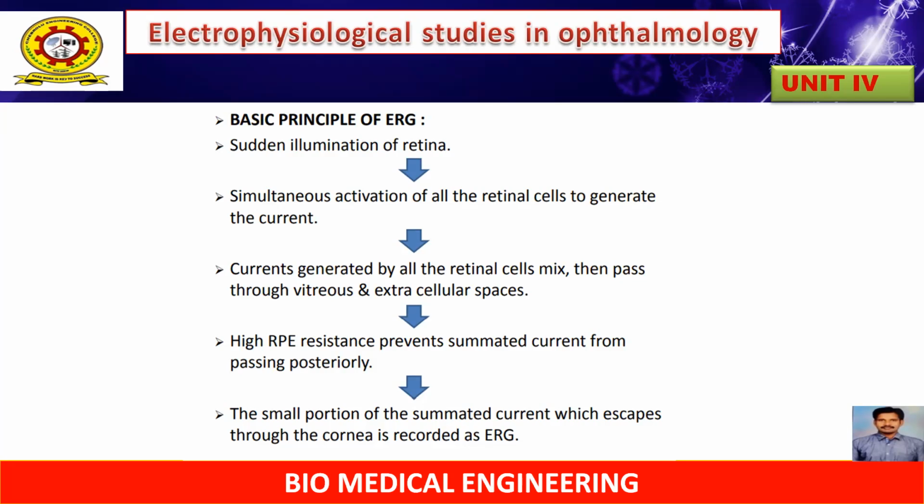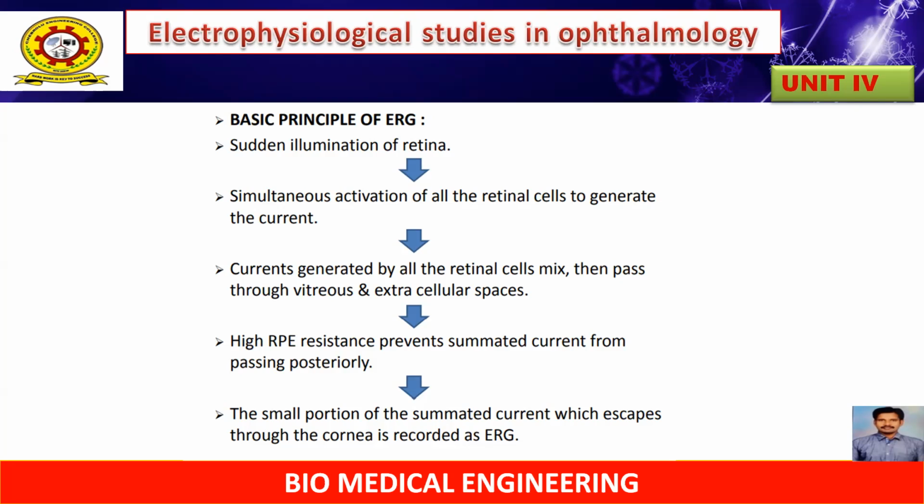Next, high RPE resistance prevents summation current from passing posteriorly. So when RPE resistance is used to prevent the summation current.